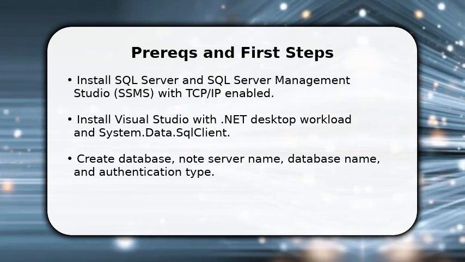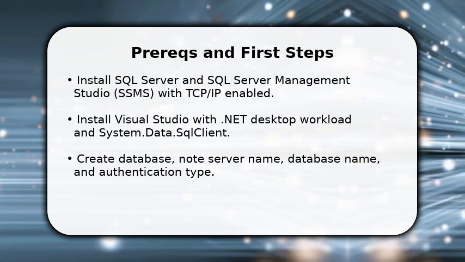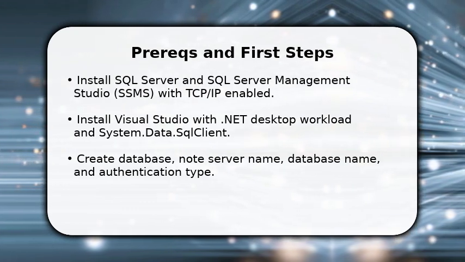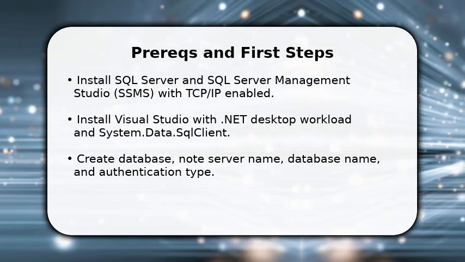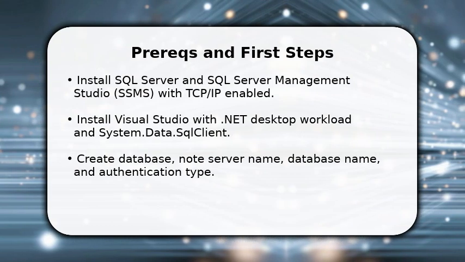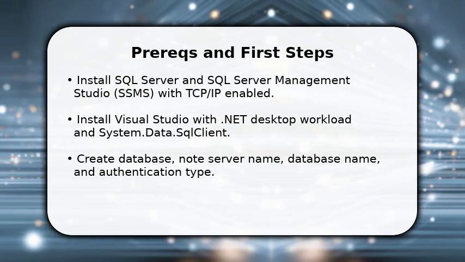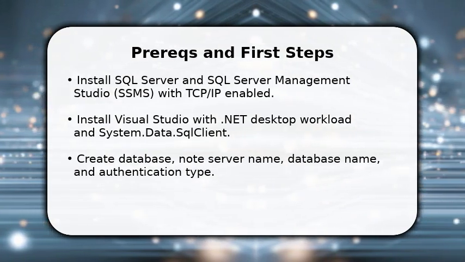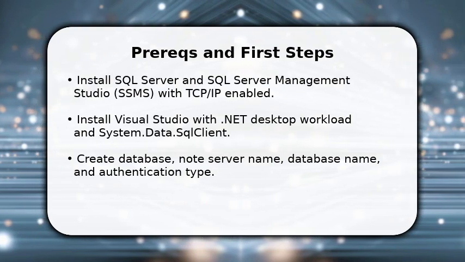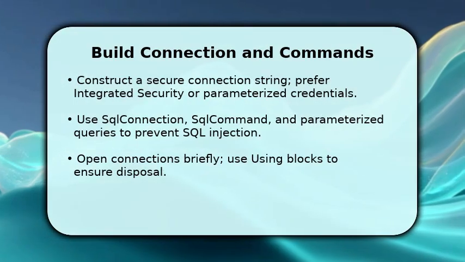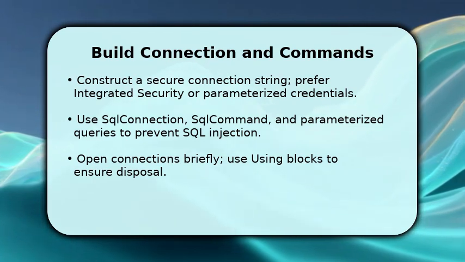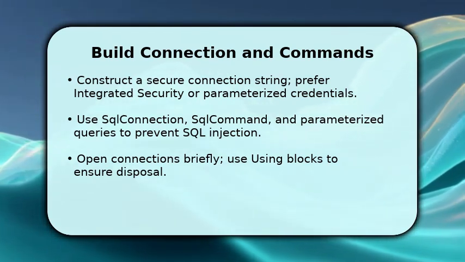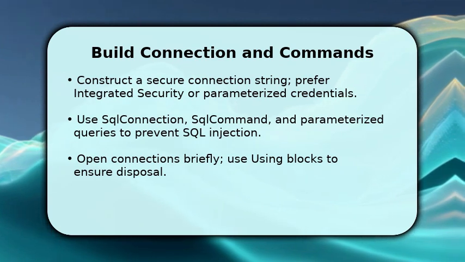Then open Visual Studio and create a VB.NET Windows or console project. Make sure System.Data.SqlClient is referenced. Finally, prepare connection details: server name, database name, and whether you use Windows or SQL authentication, so you can implement the connection in code. Create a SqlConnection with a properly formatted connection string. This is how VB.NET talks to SQL Server.